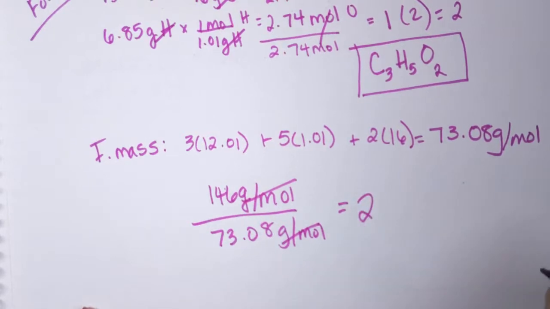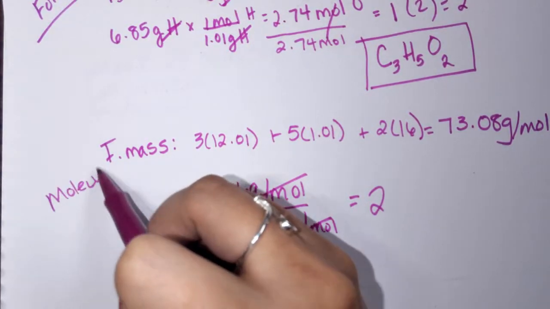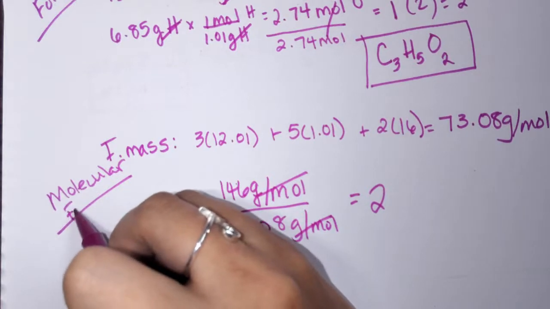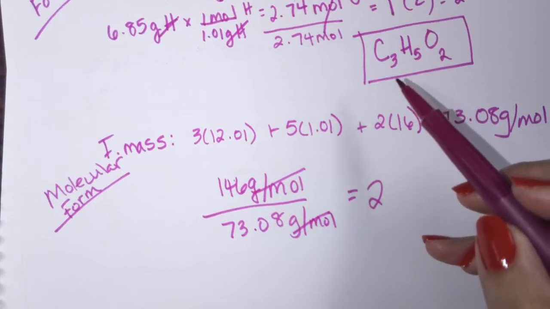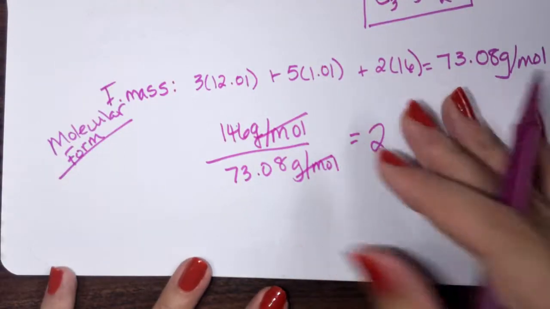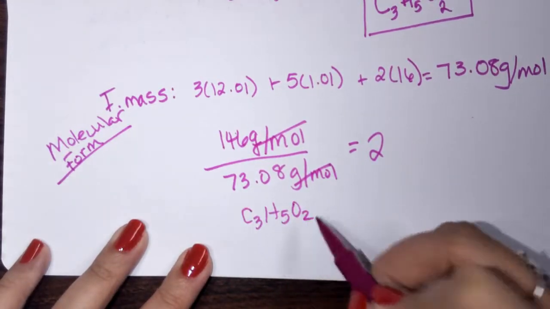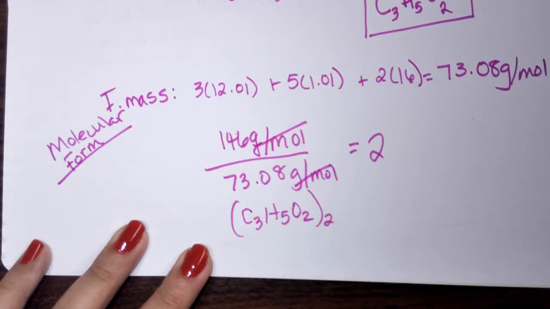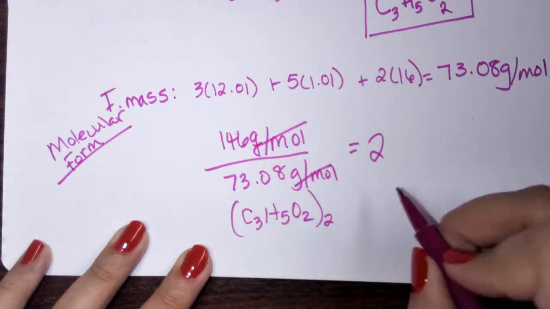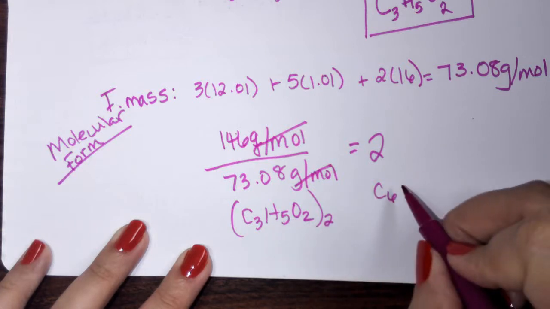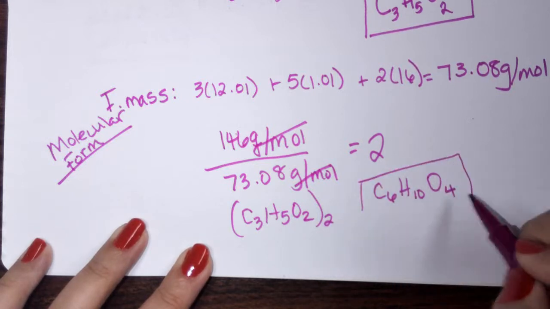we get 2. Okay, and so what this 2 means for our molecular formula, sorry, is we multiply our empirical formula subscripts by 2 to get our molecular formula. So I'm going to take C3H5O2, which is our empirical formula, and I'm going to multiply everything by 2. So we FOIL it out. 3 times 2 is C6. 2 times 5 is H10, and 2 times 2 is O4. This would be our molecular formula.